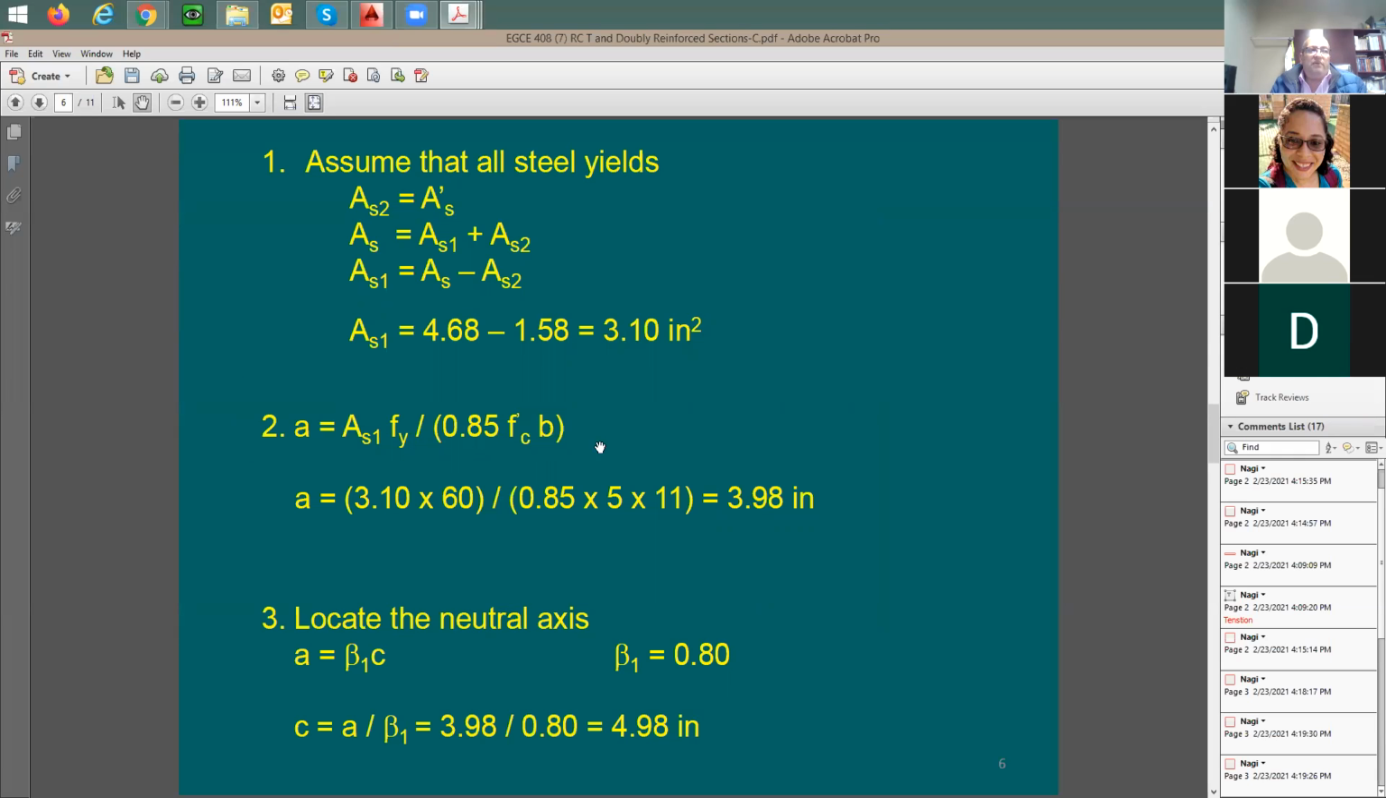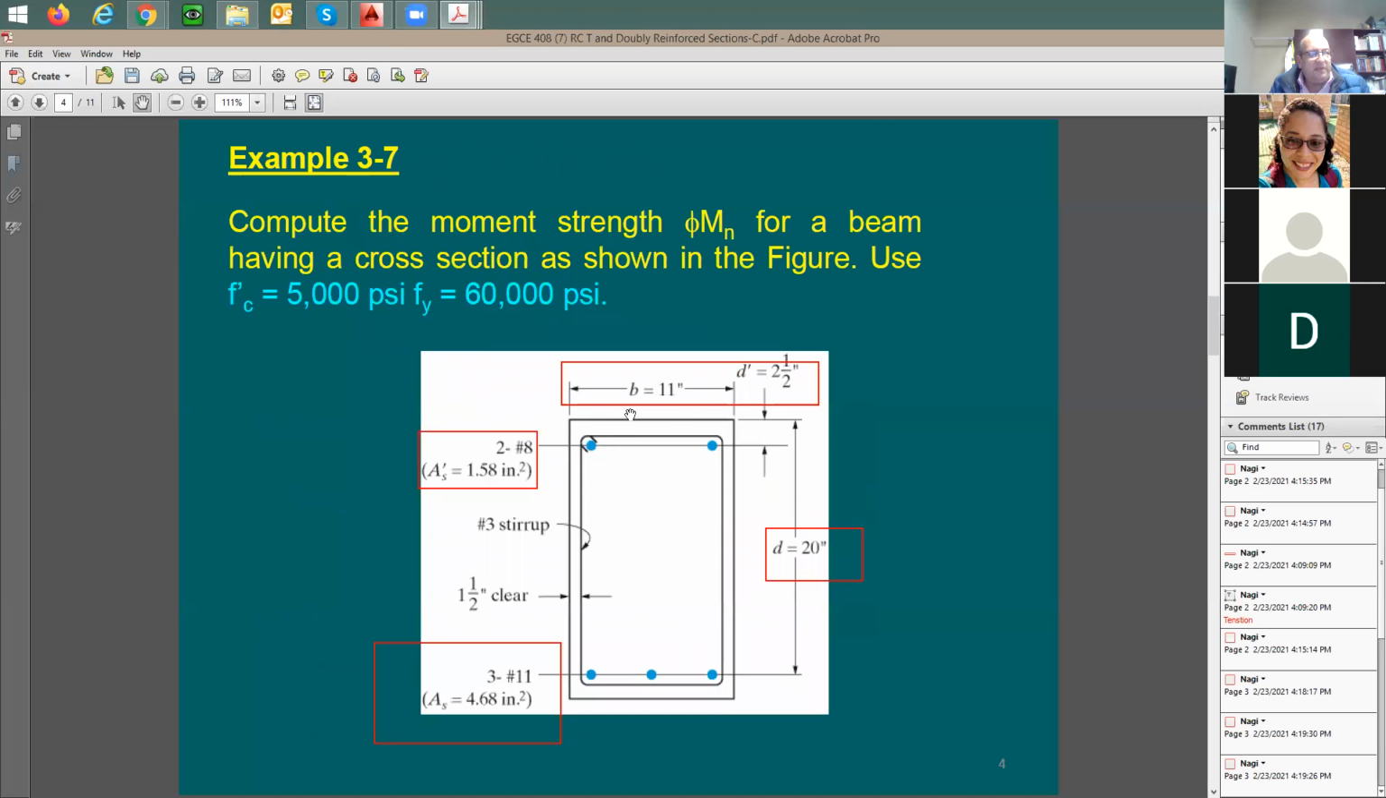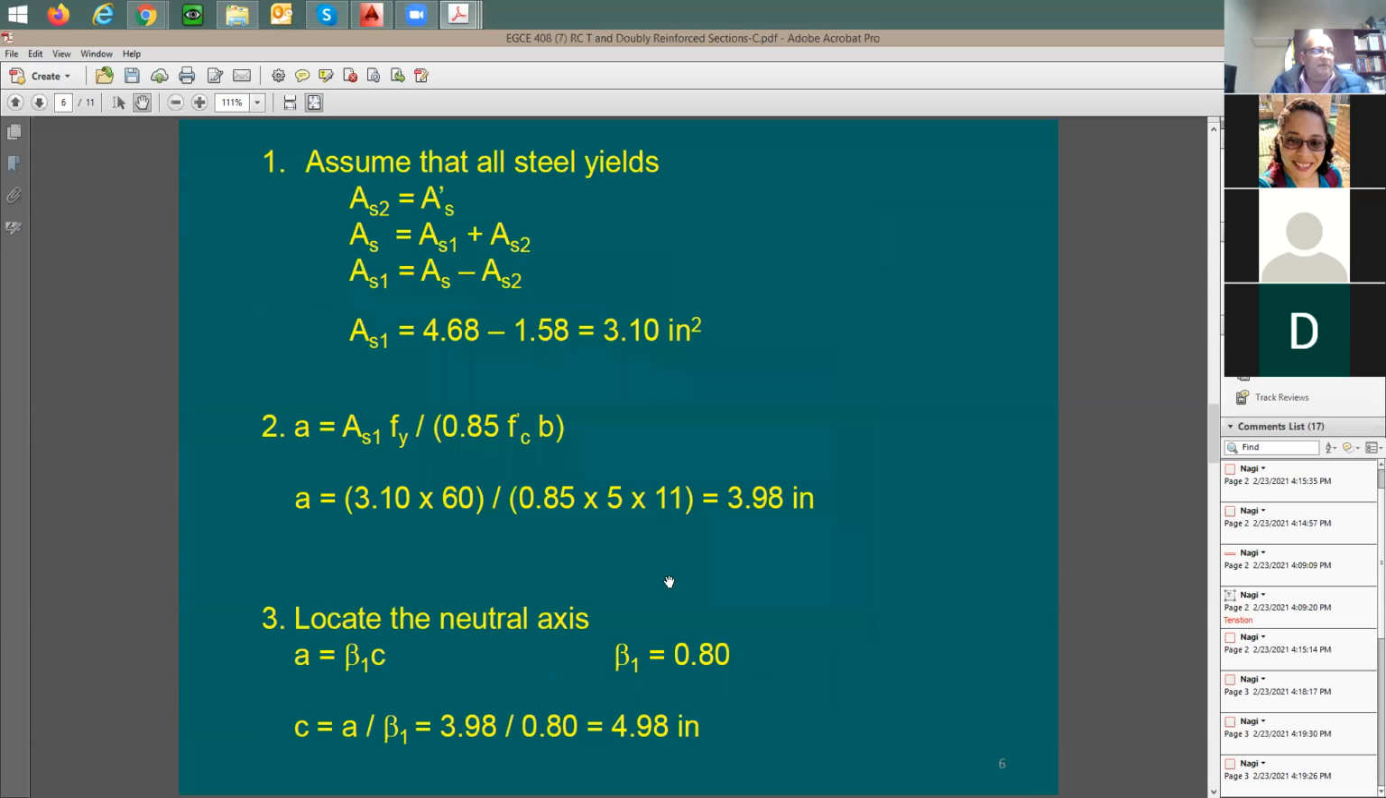Let's go through all of these values just to confirm. 3.1 is going to be AS1, as you see here, right? It's not the entire cross section. This cross section area of the steel is going to be only the balance between the top and bottom reinforcing. 60 is going to be this Fy, yield strength. 0.85 f'c is going to be 5 ksi, and the width is 11 inches. Let me confirm this. Is the width 11 inches? Yes. The grade is 60? Yes. I said, okay, good.